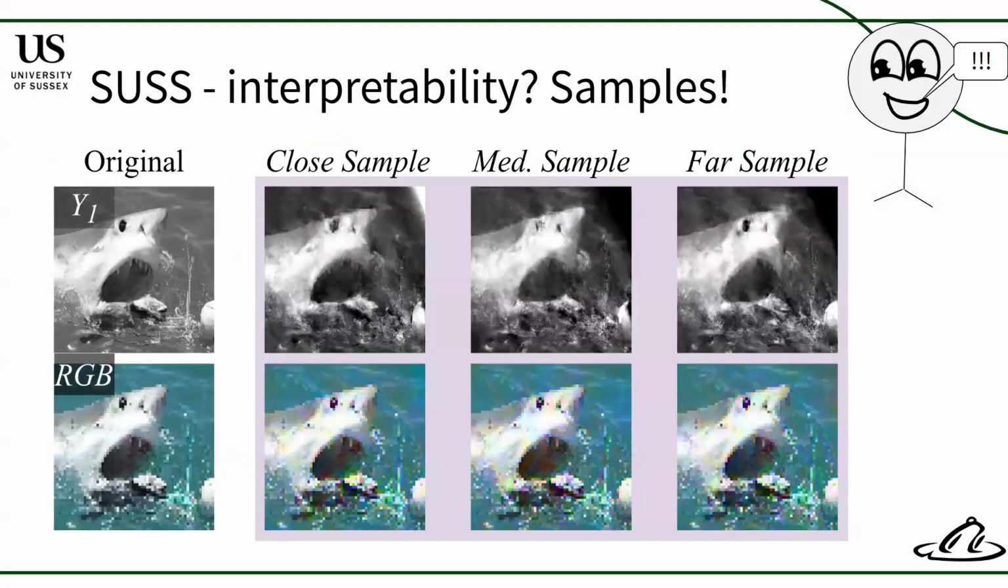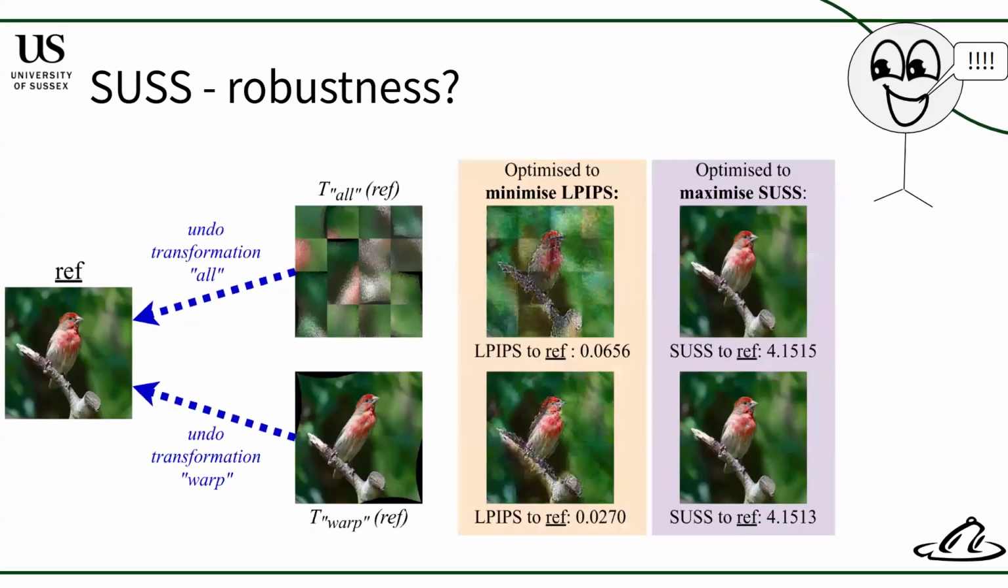And there's other ways. Because we're learning this probability function over the different perceptual components, we can also sample from the learned representations and see what types of variations are being learned as perceptually similar. There you can see some of these samples.